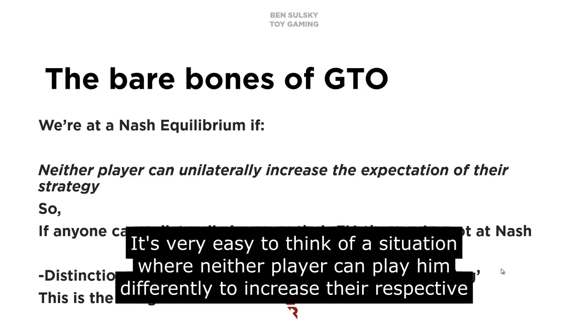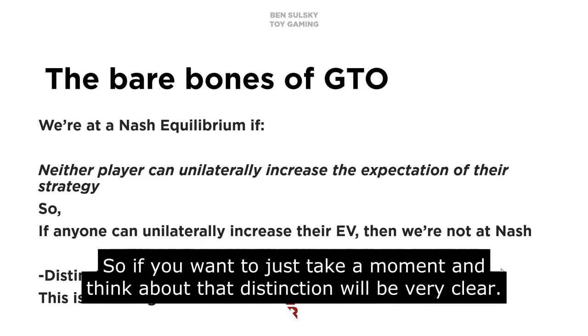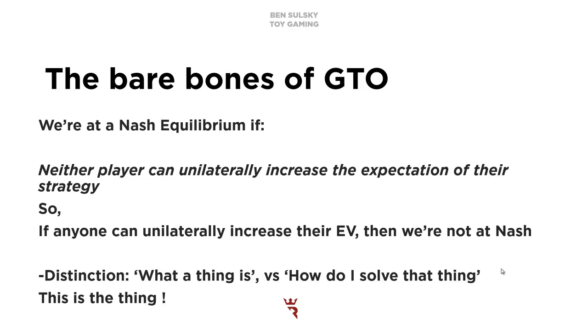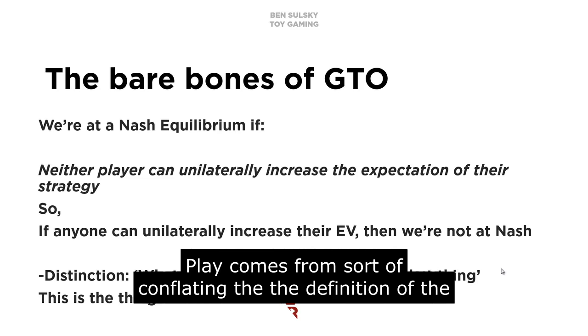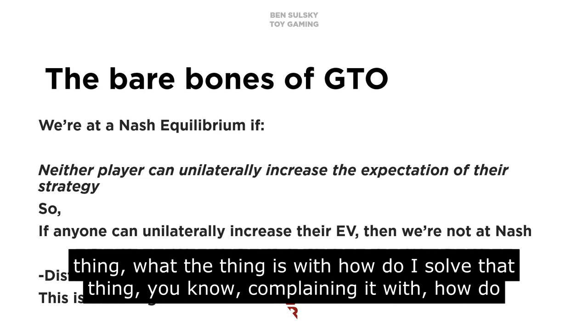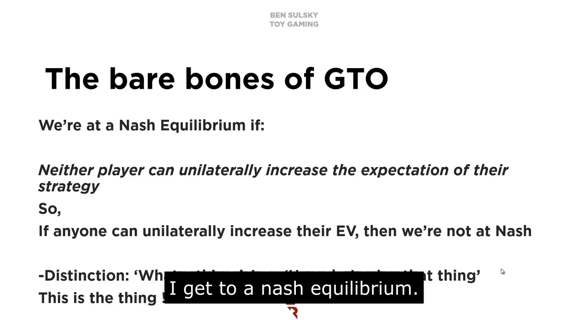It's very easy to think of a situation where neither player can play a hand differently to increase their respective values. So if you want to just take a moment and think about that, I think the distinction will be very clear. Most of the confusion that we get when we talk about GTO play comes from conflating the definition of the thing, what the thing is, with how do I solve that thing. Conflating it with how do I get to a Nash equilibrium.